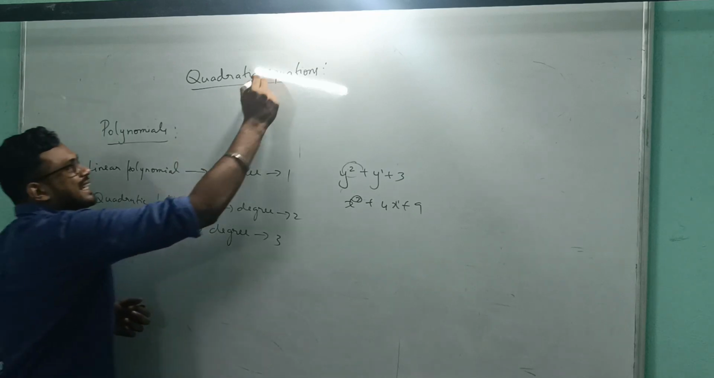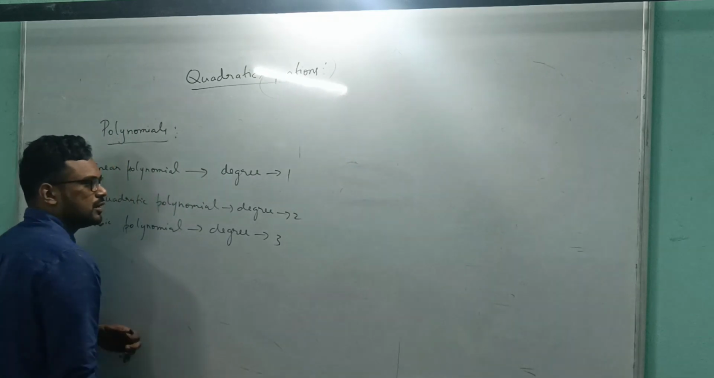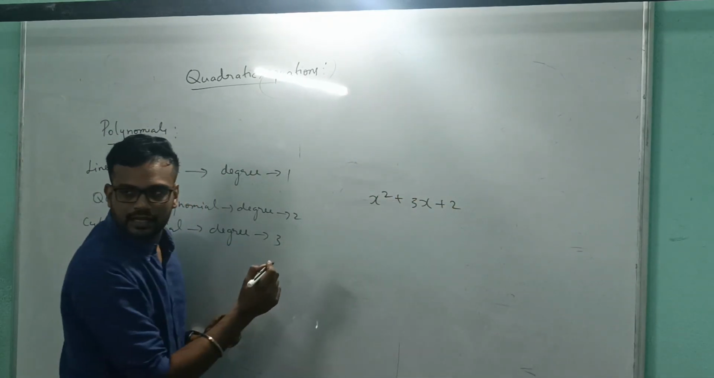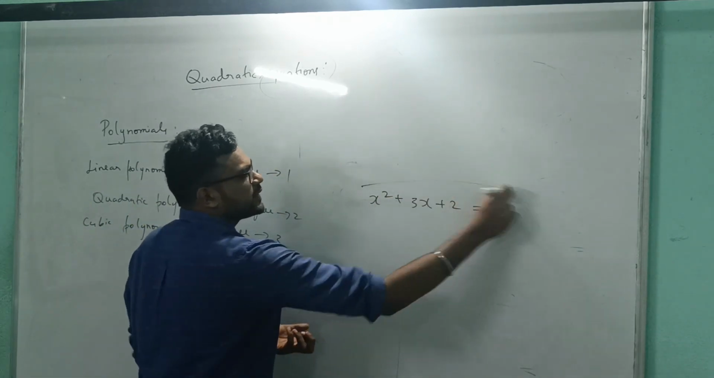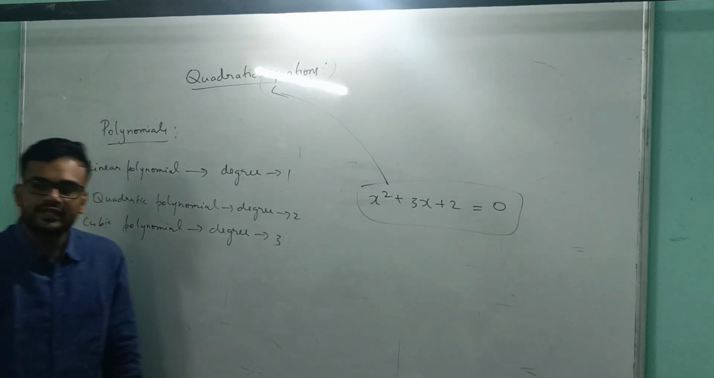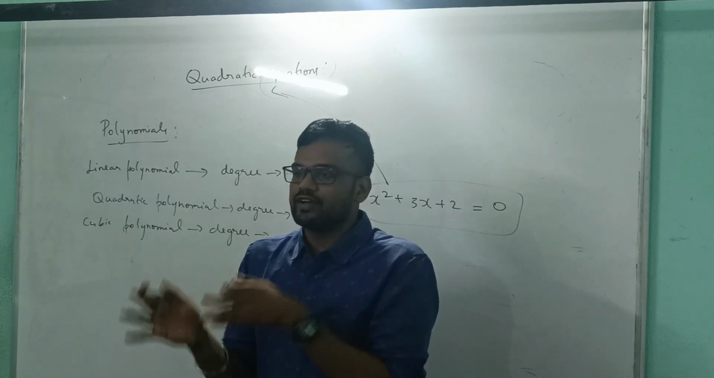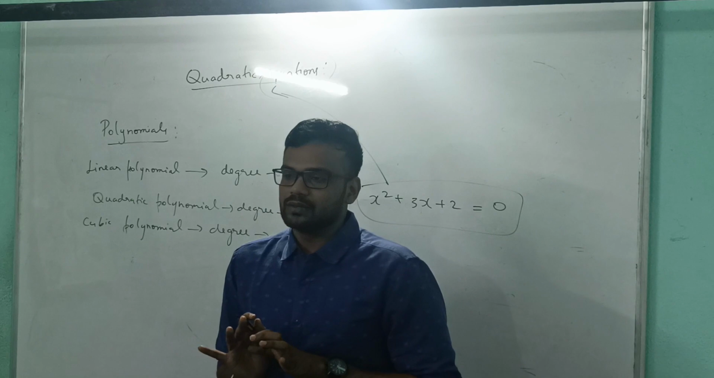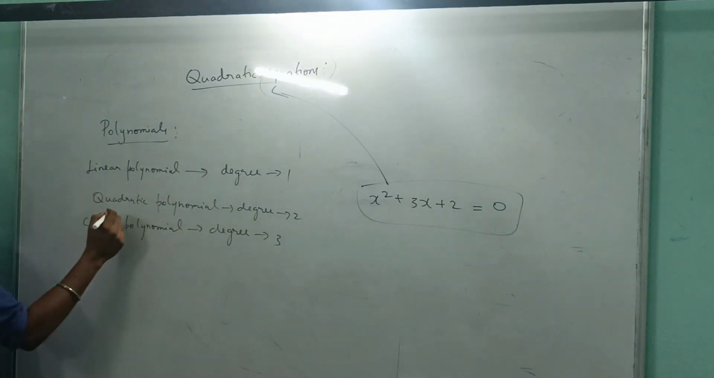Now what is a quadratic equation? You take any quadratic polynomial and equate it to something. This becomes a quadratic equation. So what is a quadratic equation? It's a quadratic polynomial equated to some term. If I write quadratic polynomial is equal to something, that becomes a quadratic equation. Is that okay?